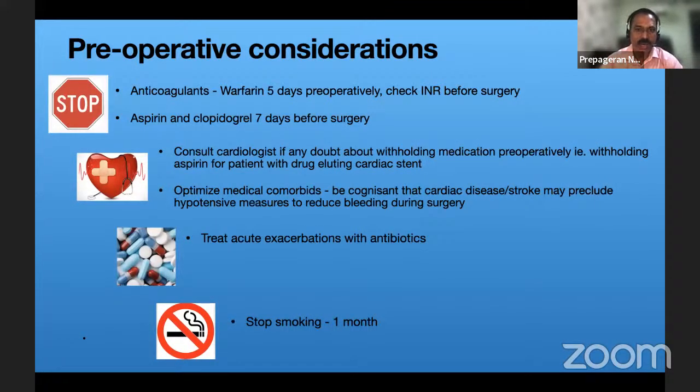So obviously, we are very familiar with this. This is a basic for any surgery or any surgical intervention. Stop anticoagulants, warfarin 5 days before operative, check the INR before surgery. If the patient has aspirin or any antiplatelets, we have to stop them 7 days before surgery.